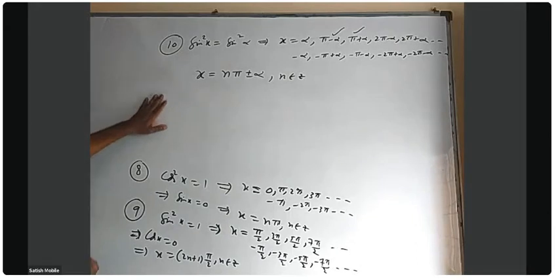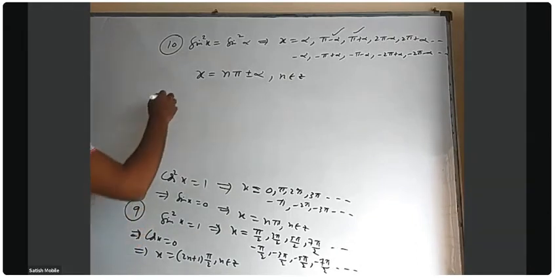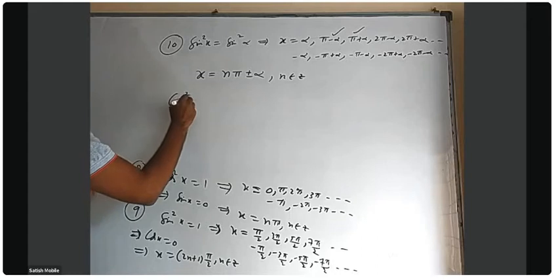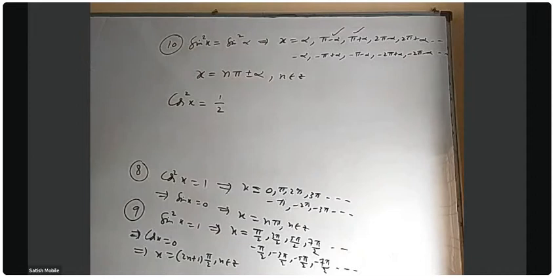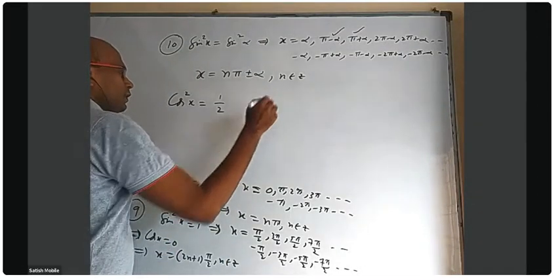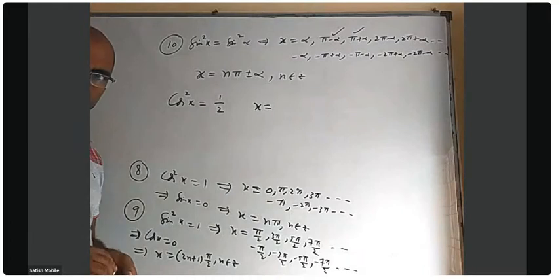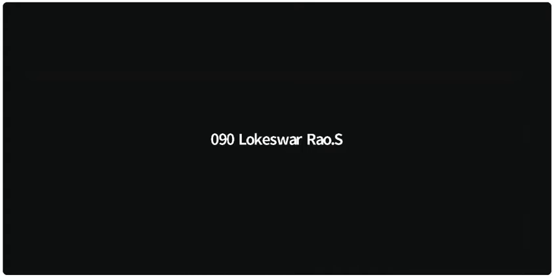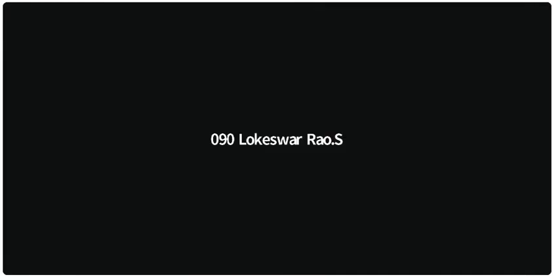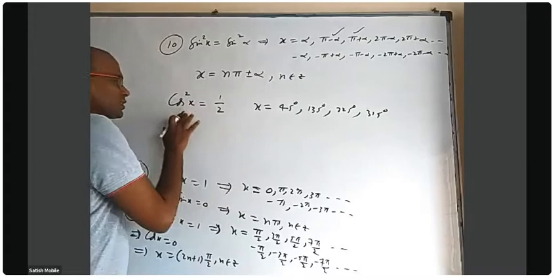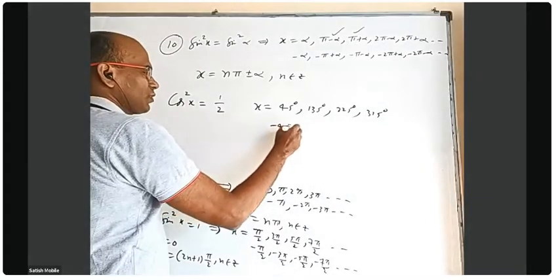Okay, the 11th one. Before writing, I want to give some examples, so you don't have to write these examples. Cos square x is equal to 1 by 2. Anybody want to tell some solutions for this? 45 degrees. Yes. 135. 225. 315. And I'm sure cos theta and cos minus theta are the same, so even minus 45, they're all okay.